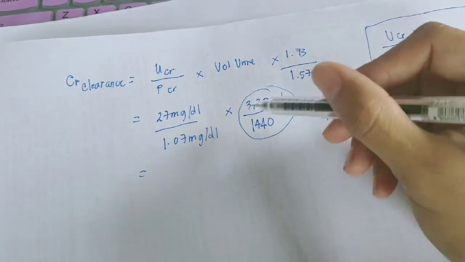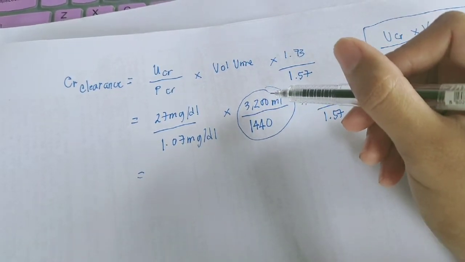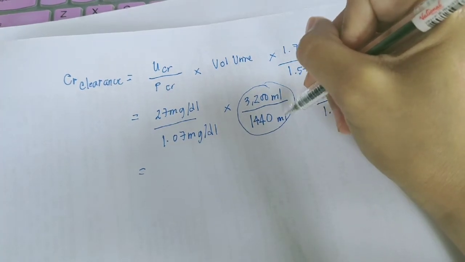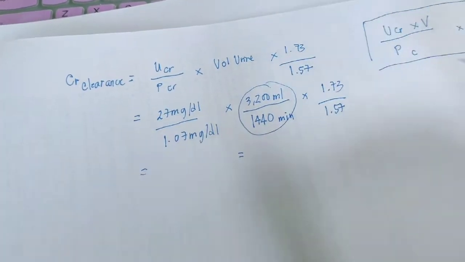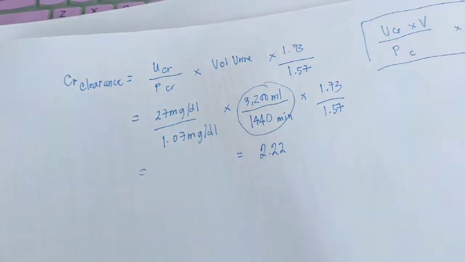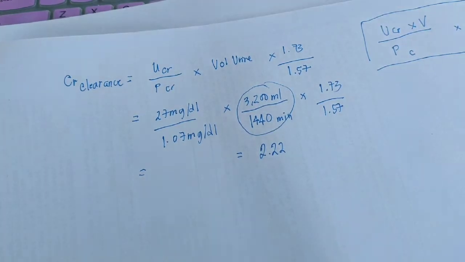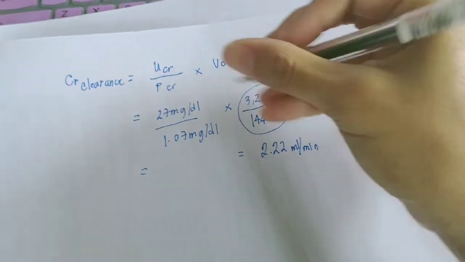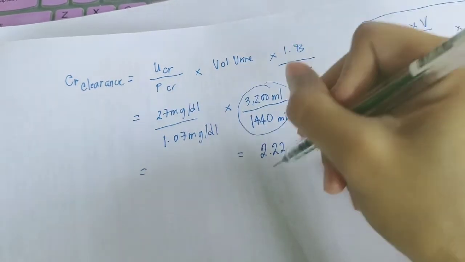If you're going to divide that, 3,200 ml divided by 1,440 minutes would be equivalent to approximately 2.22, if I'm not mistaken. You can compute with me. And so that would be ml per minute. Okay? So ito na yung value natin for the volume of urine.